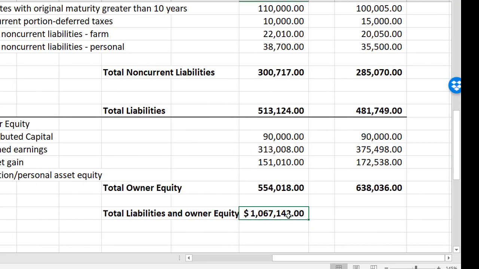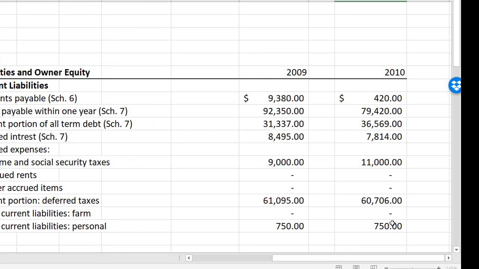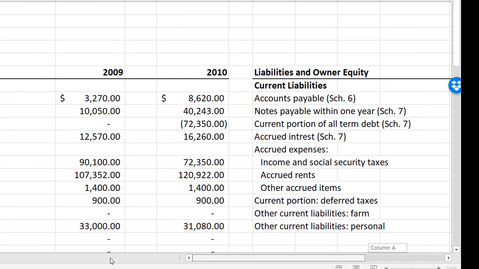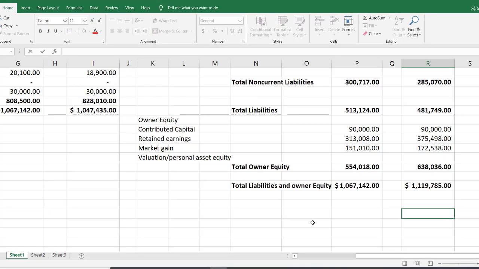So my balance sheet balanced for 2009. Going to do the same thing for 2010. Going to copy and paste, Control C, and then Control V, and I am done. And there we go. I've now gone over the assets, the liabilities, and the equity for this big complex family farm.